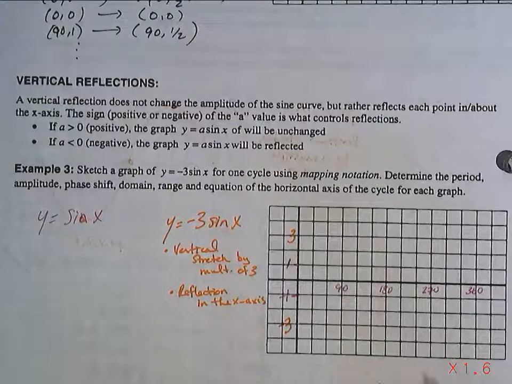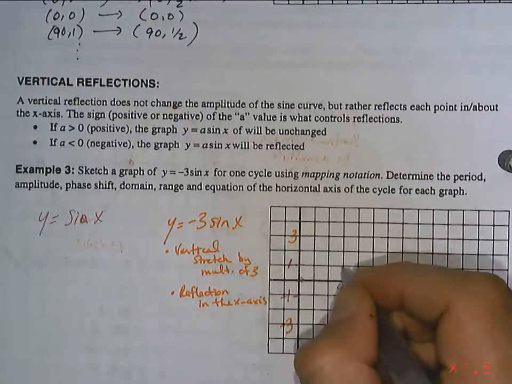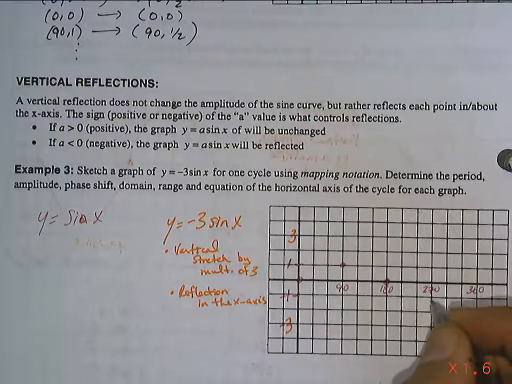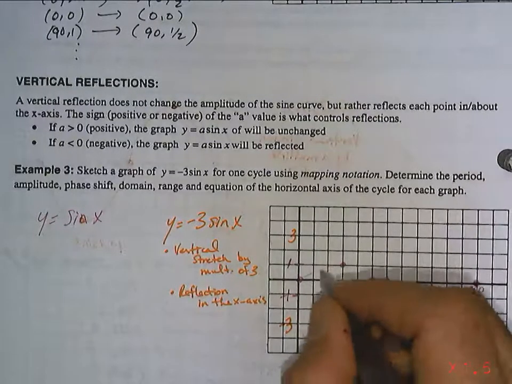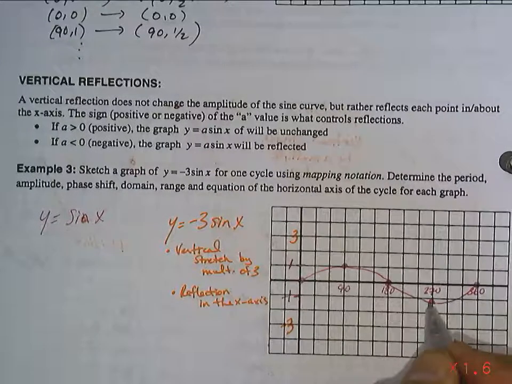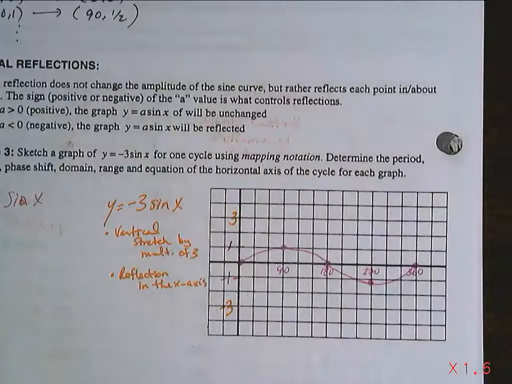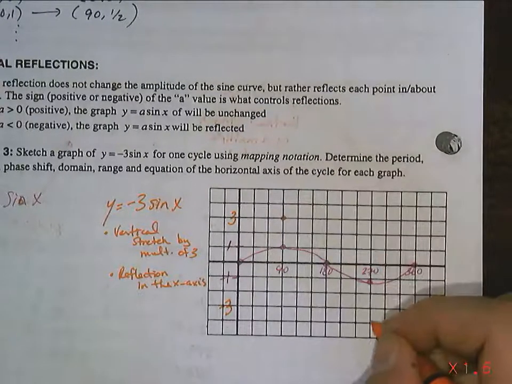Okay, so let's sketch the sine curve first. It's going to be 0, 0, 90, 1, 180, 0, 270, -1, 360, 0. So it's going to look like this. So that's a pretty sad looking graph, but it's because of my scale. And now we're going to do the vertical stretch, so it's going to go up here and down here.